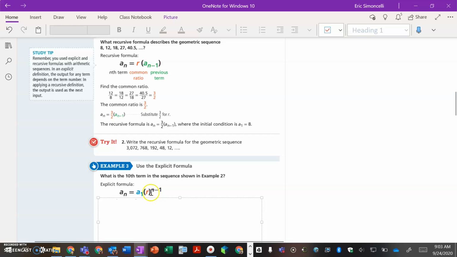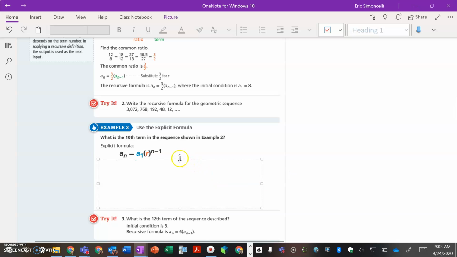R is also known to be what? 3/2, your common ratio. And they've color-coded it nicely so you can see when things start getting plugged in. So the nth term, a sub whatever, could be a sub 10 for example, equals a sub 1, the first term, times r, the common ratio, raised to the n minus 1 power. We already knew the first term was 8 and the common ratio was 3/2, so all you have to do is plug it in. So a sub 10 is equal to 8 times 3/2 to the 10 minus 1 power, which is 9. And then you just use your calculator.